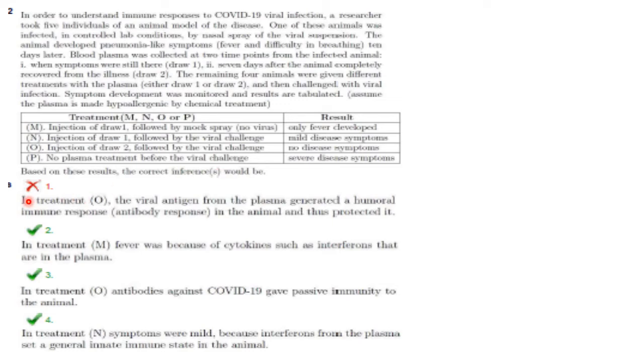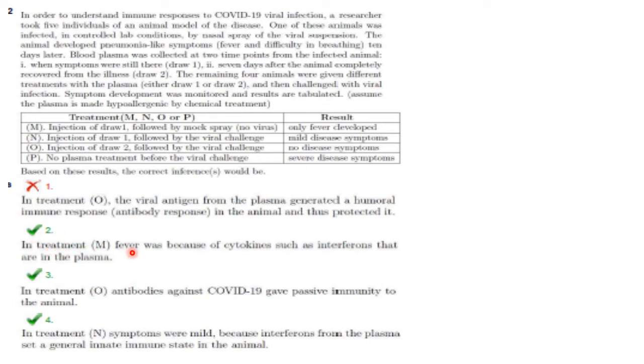statements would be: in treatment O, the viral antigen from the plasma generated a humoral immune response in the animal and thus protected it. It is not humoral response, it is just passive immunity. So option 1 is wrong.